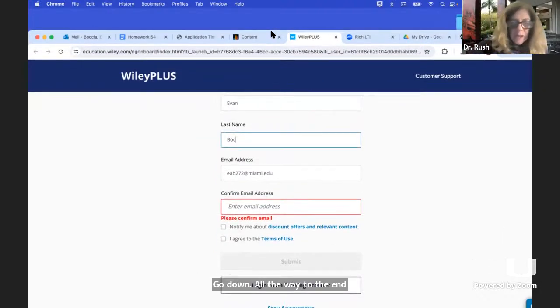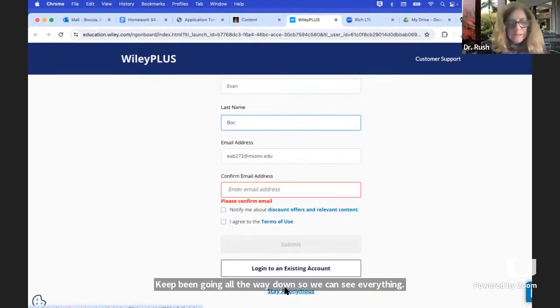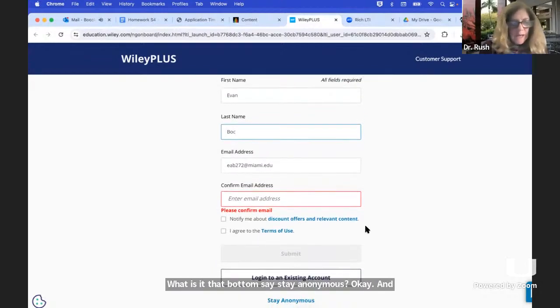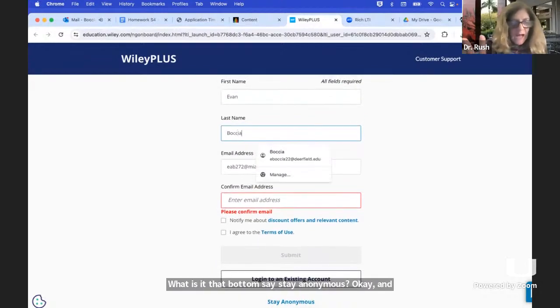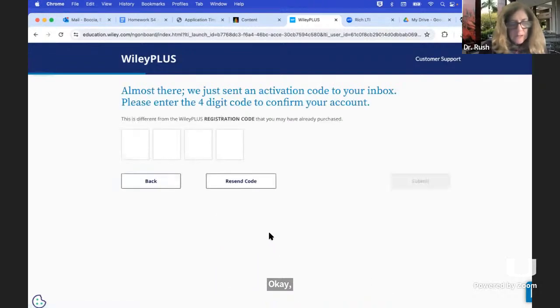Okay, good. So in this case, log in and go down. Keep on going all the way down so we can see everything. What does that bottom say? Stay anonymous. Okay. And then you can fill it out. And then say notify me. I agree, I guess. Please confirm email. Okay. Please agree, submit. Let's see what happens.